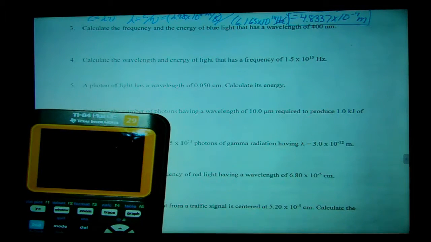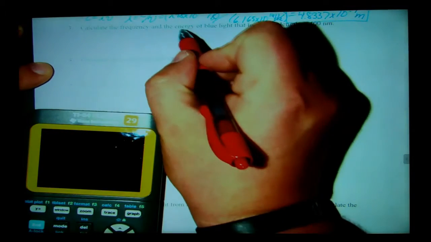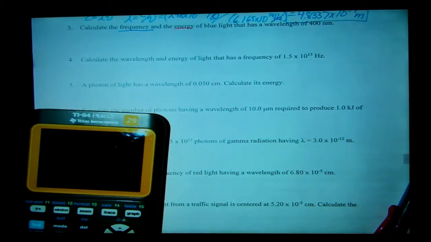Number 3, calculate frequency and energy of the light that has a wavelength of 400 nanometers. So in this case, we're going to do energy in red and frequency in blue. Now this question's more like it, ladies and gentlemen. Number 3 is a question I would give you. And in this, think carefully. You have wavelengths. You do have to do a conversion.